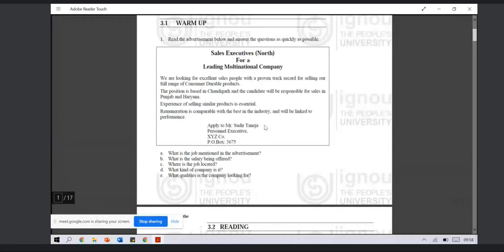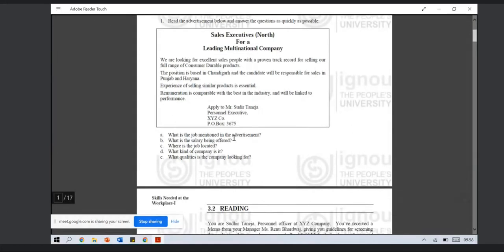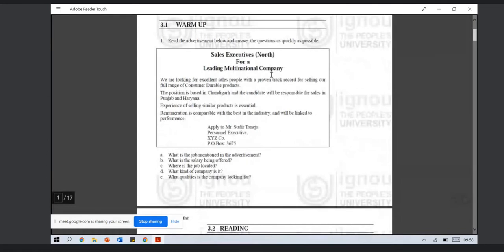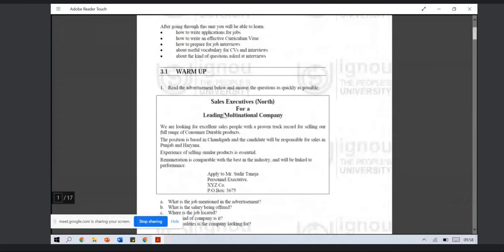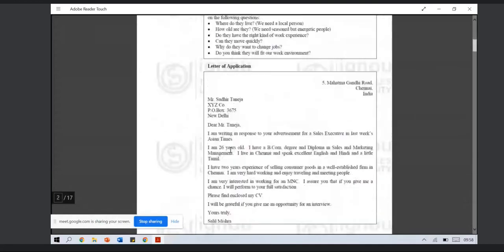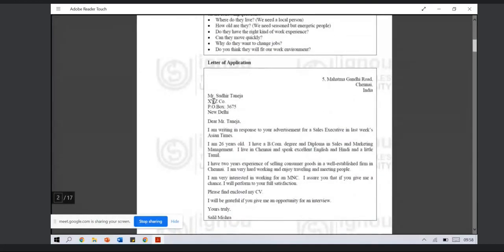See, this applies to this sales executive post. This is how you can apply for this job. This is one of the vacancy announcements. Now, how do you respond? Application. How do you write an application?